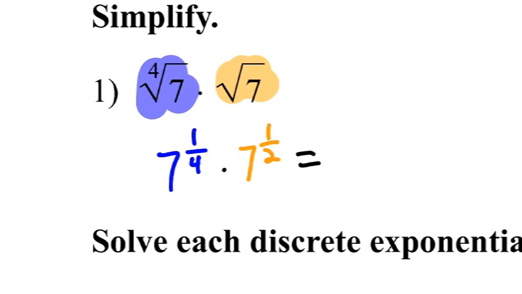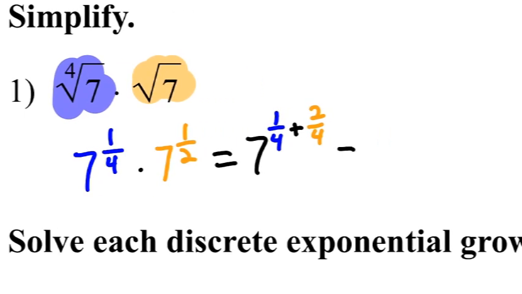And when we multiply those two bases of 7 with those different exponents, we're going to add those exponents together. So now we're going to be adding the exponents. I'm going to rewrite the power 1/2 as 2/4 so that I can add those together more easily. And then that will be 7 to the power 3/4. And that is a simplified version of the original expression.